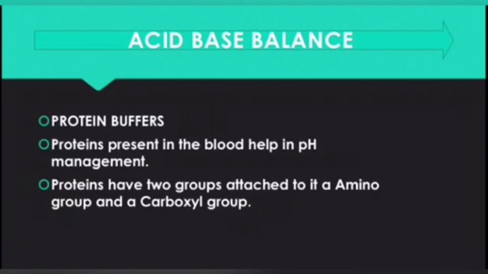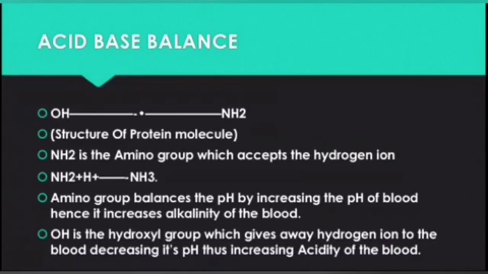Now let us understand protein buffers. Proteins present in the blood itself help in balancing the pH of the blood. Proteins have two groups, an amino group and a carboxyl group. Both these groups are attached to the ends of the protein molecule. You will see the structure of protein molecule in this slide. Here, NH2 group is an amino group which accepts the hydrogen ions and helps in increasing alkalinity of the blood by increasing its pH, while OH is the hydroxyl group which donates the hydrogen ions in the blood and decreases its pH, making it acidic.